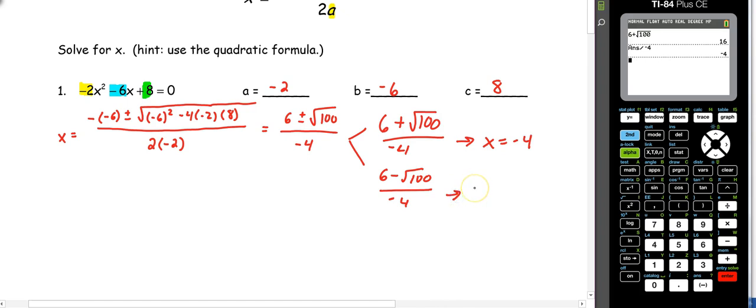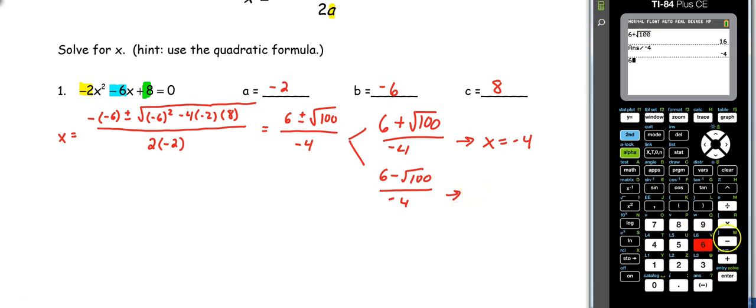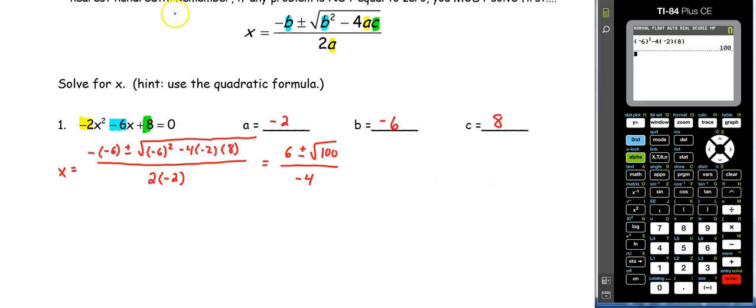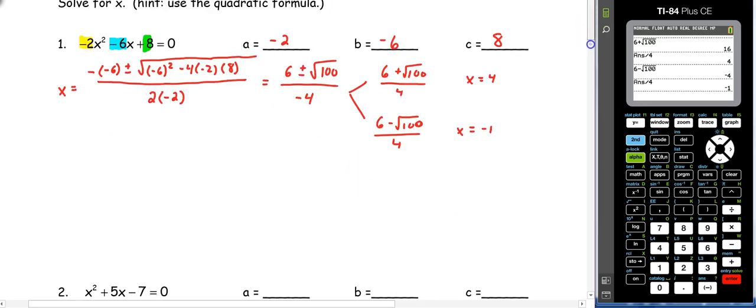And when we do it again, now we're going to use the subtraction sign. So 6 minus the square root of 100 divided by -4. And we get x equals 1. Quadratic formula, so that's all we're going to do to solve the problem.